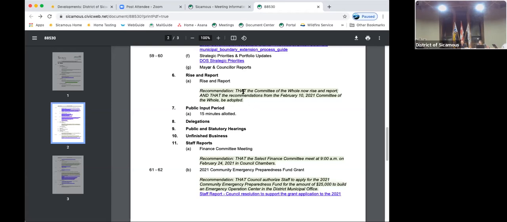Recommendation of the committee of the whole now rise and report, and not the recommendation. The recommendation is Friday. Oh, we don't have it. Recommendation of the committee of the whole now rise and report. Moved by Councillor Perry, second by Councillor Holmes. All in favor? Thank you.